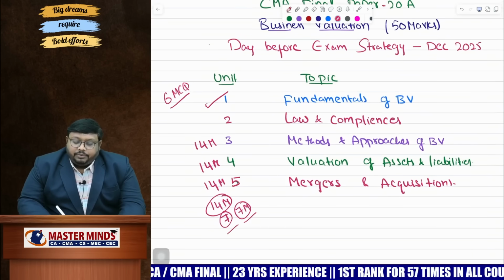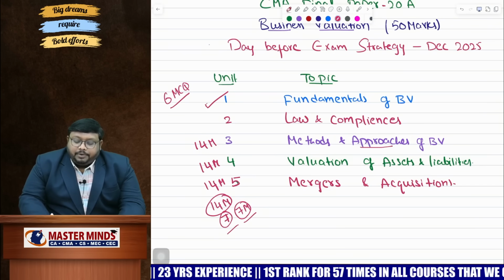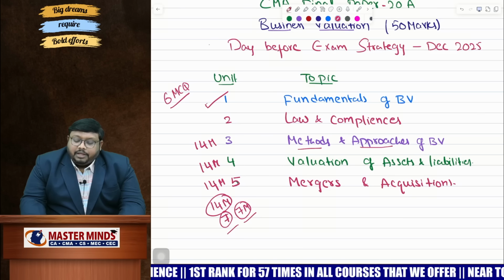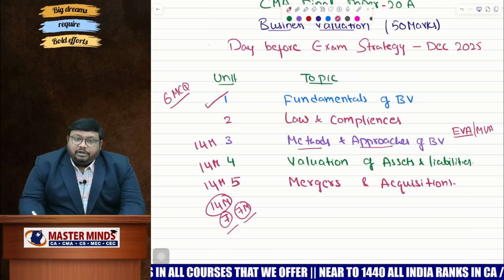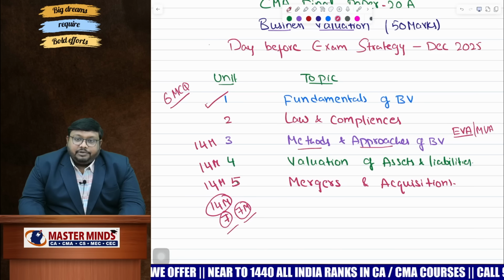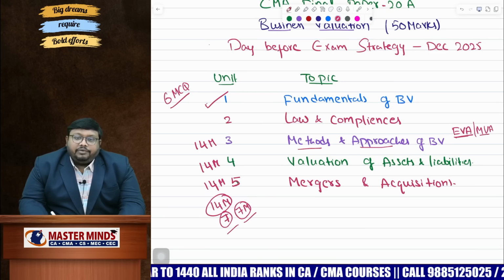Coming back to the important things that we are going to learn. While coming to methods and approaches, they will definitely ask you economic value added and market value added type questions. At the same time, valuation of business based on different approaches: net assets method, earnings capitalization method, and discounted cash flows method. All these methods are important. They will ask you at least one out of these two questions on the valuation of companies.